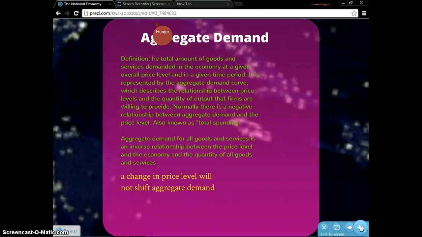Aggregate demand for all goods and services is an inverse relationship between the price level and the economy and the quantity of all goods and services. It pretty much is a change in price level will not change the aggregate demand curve.